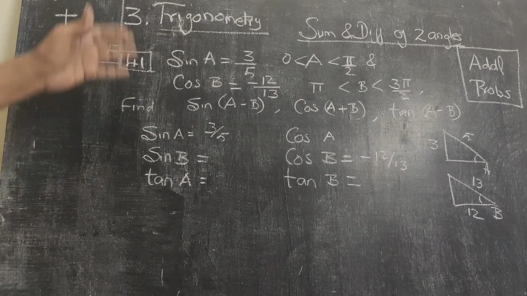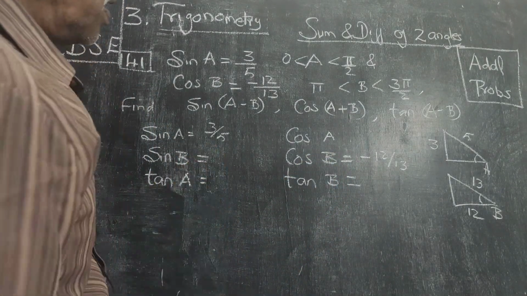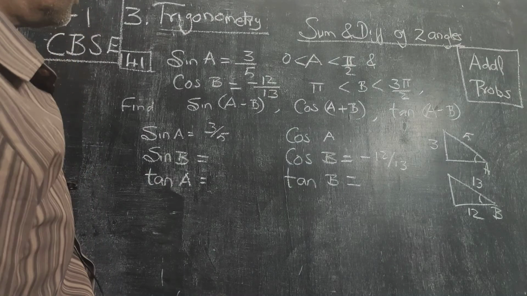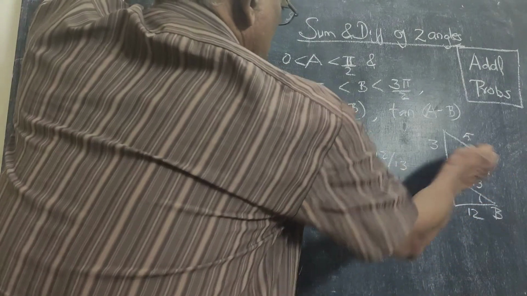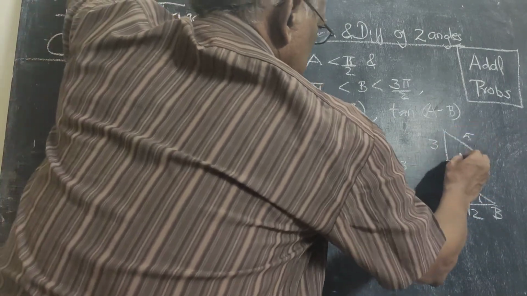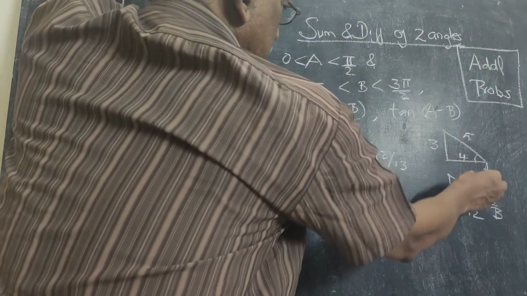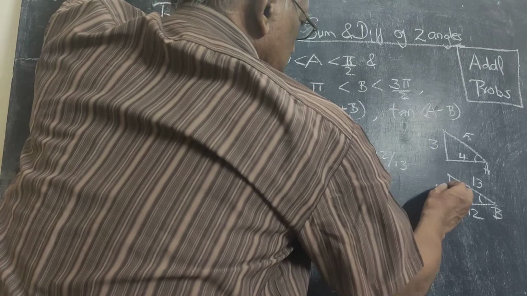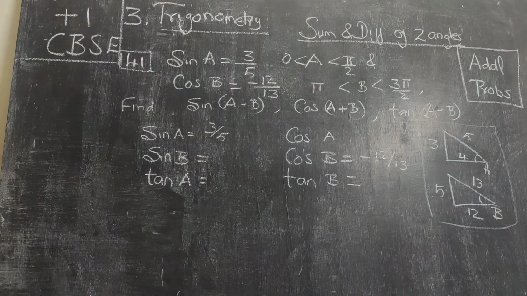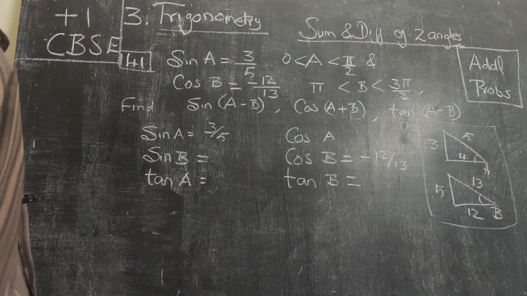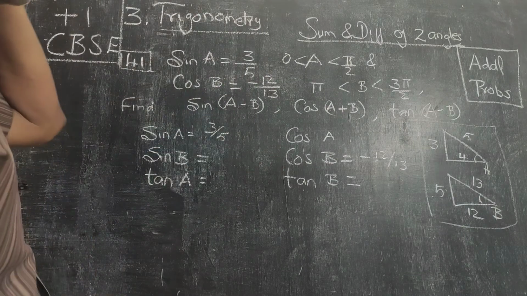Sin A equal to 3 by 5, cos A we have to find. Cos B is given minus 12 by 13, sin B we need, and of course tan A and tan B we require. With the help of the given data, sin A is opposite by hypotenuse, 3 by 5, therefore this side is 4. Cos B is adjacent by hypotenuse, 12 and 13 here, therefore this will be just 5. You can find 5 square minus 3 square and take the square root, you will get 4, and 13 square minus 12 square, take the square root and you will get 5.